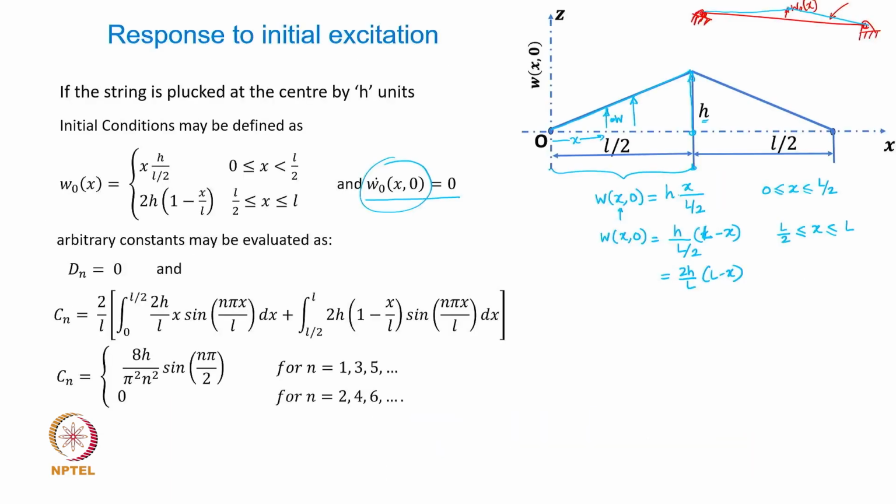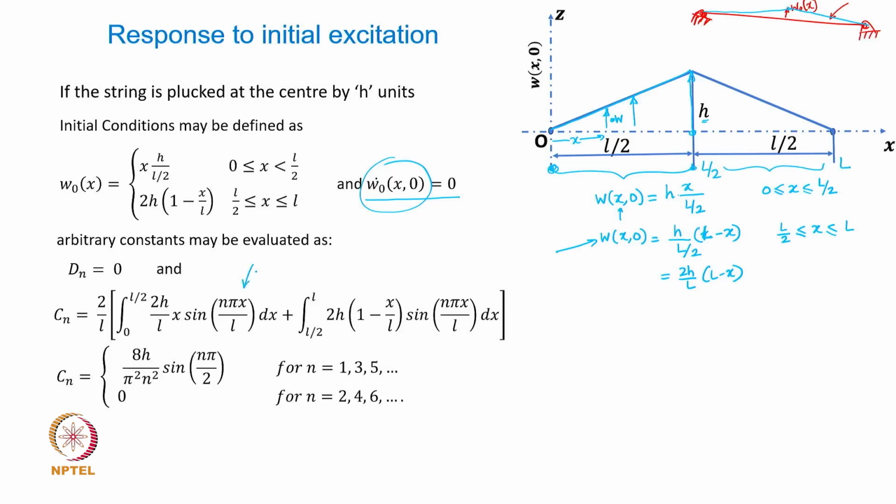So it is quite possible that when you try to integrate the expression for the Cn, it will be in two parts. One, when x changes from 0 to L by 2, and then the second expression, which is this, will apply from L by 2 to capital L, obviously.